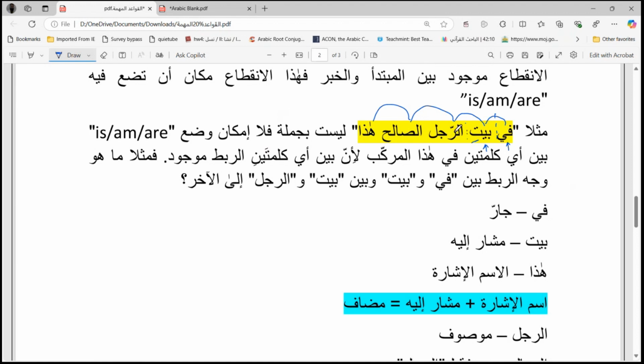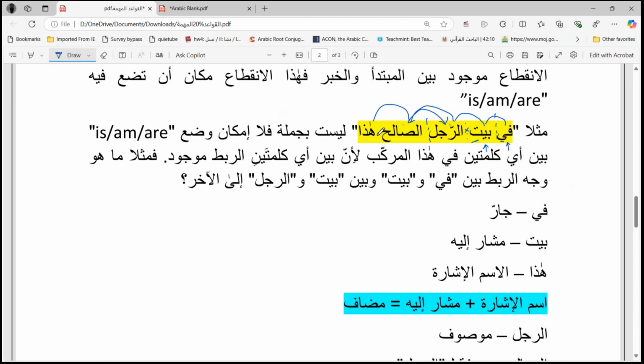Again, there is a connection between bait and rajul. So there is no break right now. Fi and bait, there is no break in between. Bait ar rajul, there is no break in between. It is mudaf, mudaf ilayhi. Ar rajul as-salih, is there a break in between? No. Why? Because this is mausuf and this is sifa, sifa mausuf. And sifa mausuf, nothing can come in between them. This is a noun and adjective pair. Ar rajul and as-salih. Okay.